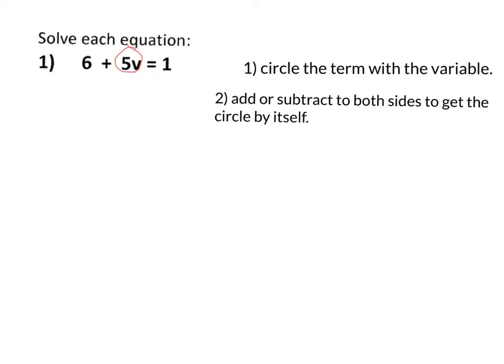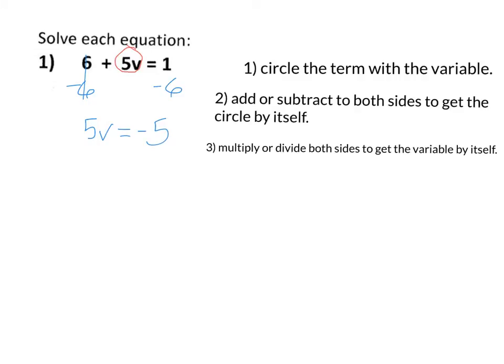So what we're doing here is we're looking for inverses. And so I have a positive 6. So the inverse of plus 6 is going to be minus 6. So I'm going to subtract 6 from both sides. That's going to give me 5v is equal to 1 minus 6, which is negative 5. Let's see, step 3.